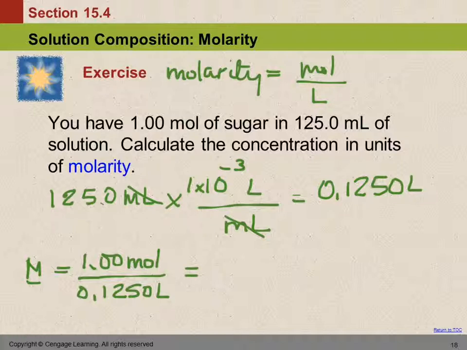I always forget to get my calculator out. So 1 divided by 0.125, that equals 8. The calculator is showing me 8. How many significant figures should I report there? How many are in this number, 1.00? Take a guess.